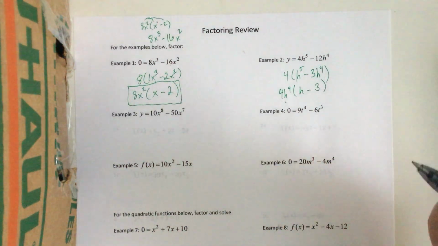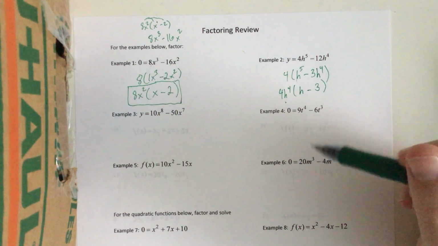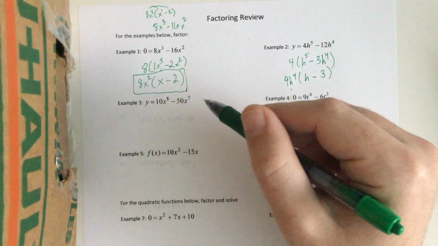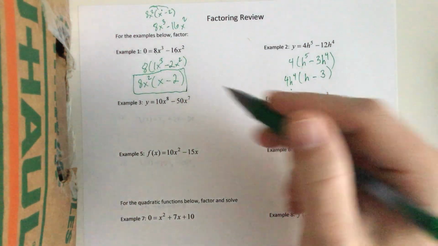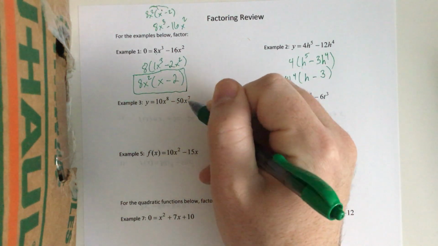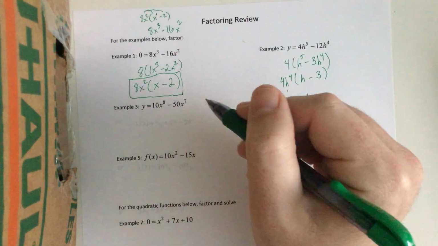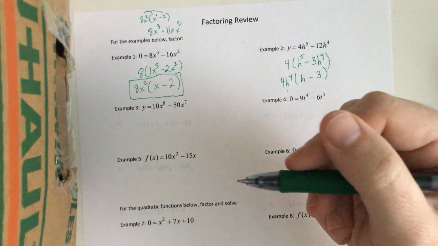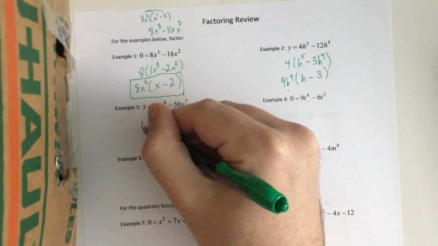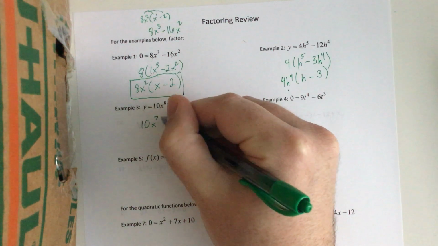All right, on example 3, I'm going to do both the taking out the number and the variable in one step. So this is 10x to the 8th minus 50x to the 7th. I can divide both these numbers by 10. That's their greatest common factor. And this has 8 x's, this has 7 x's, so I can take out an x to the 7th as well. That's the lowest amount. So I'm going to take out a 10. I'm going to take out an x to the 7th.